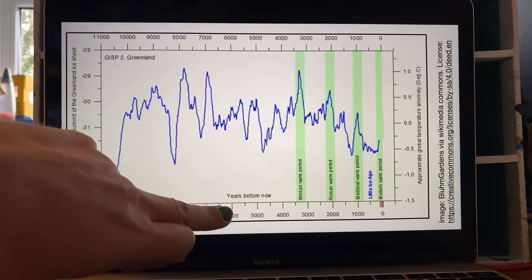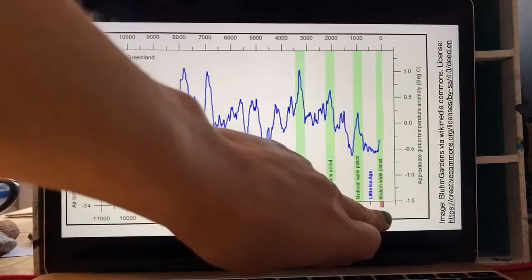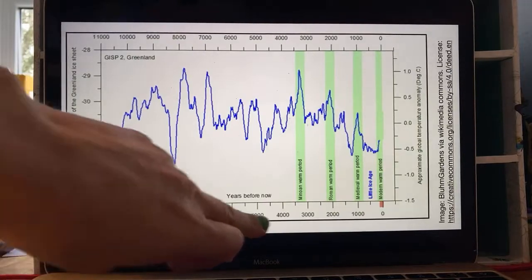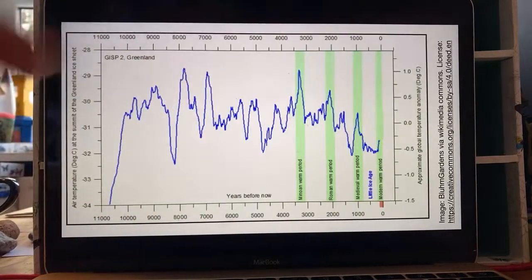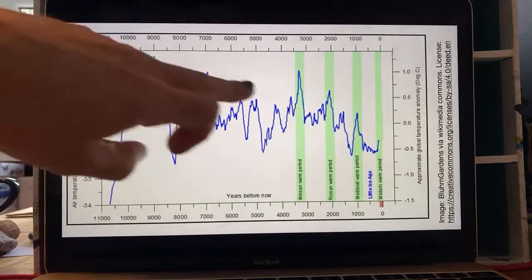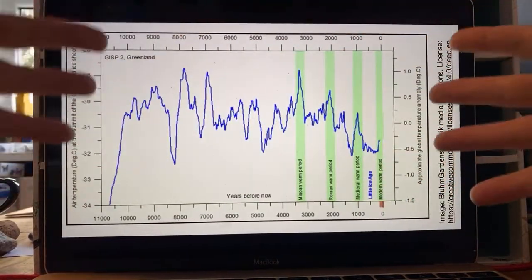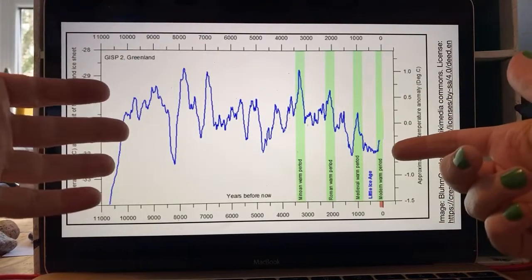So the x-axis is labelled years before now. It's got 0 on the far right, and then it goes down to 11,000, all right? So this is like every 1,000 years it goes by. This is what the temperature of Earth has been doing. And people who don't believe in climate change would look at this and say, look, if you look at the big picture, then actually Earth's colder than it has been for ages.